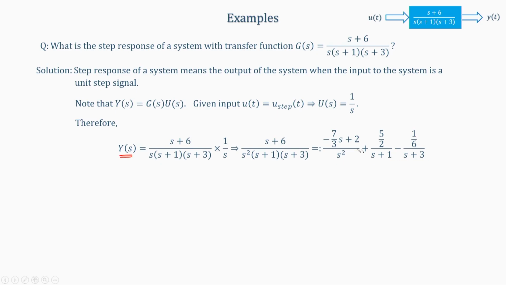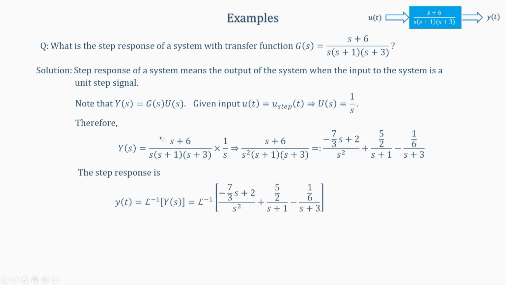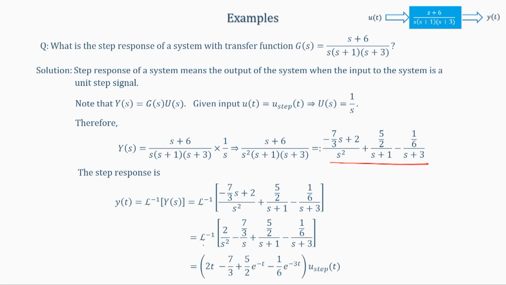Now, we will try to find the Laplace inverse of this. So, what will be the Laplace inverse of this? The Laplace inverse of this means the Laplace inverse of these three terms. Again, we can separately write these terms. So, here this can be written as 2 by s square, then minus 7 by 3 s by s square, which is minus 7 by 3 by s, then 5 by 2 by s plus 1, and then minus 1 by 6 by s plus 3. So, now again for each of these terms I can find the Laplace inverse.